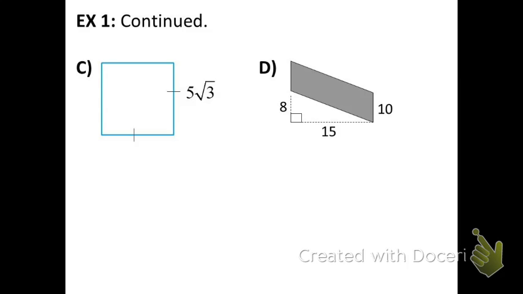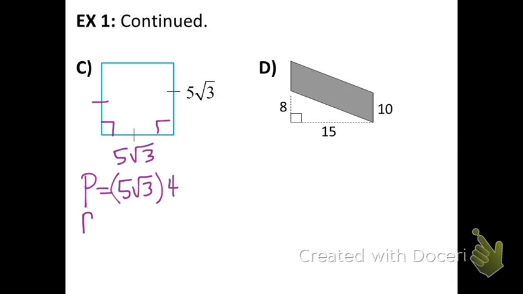Okay, example 3, we have a square here. I'm going to go like that so you know we have a square. That means this other side is 5 root 3. So to find the perimeter, we're going to add all the sides. So 5 root 3, and since there are 4 that are all the same, I'm going to go ahead and multiply this by 4. So we get 5 times the 4 is 20 root 3 units.